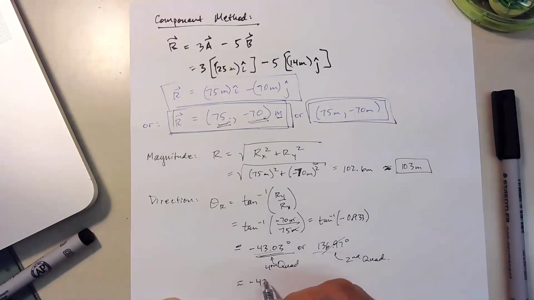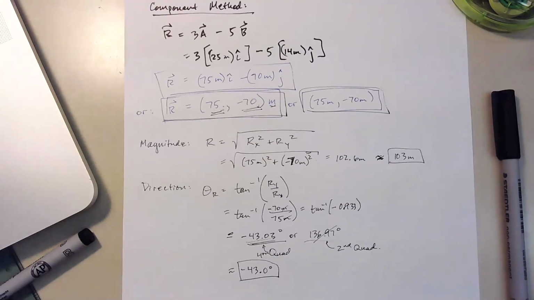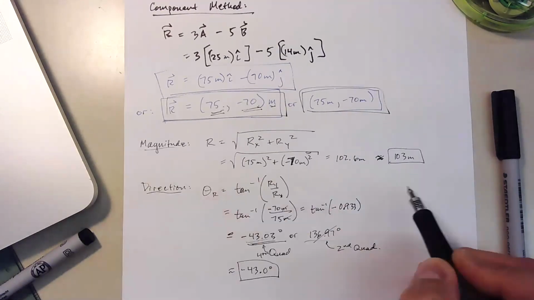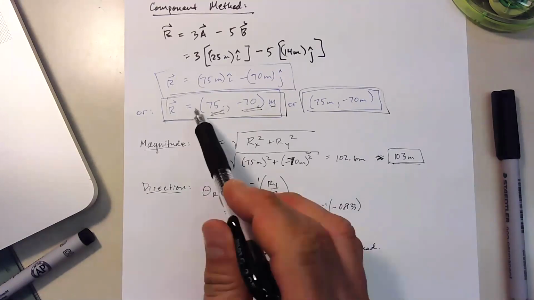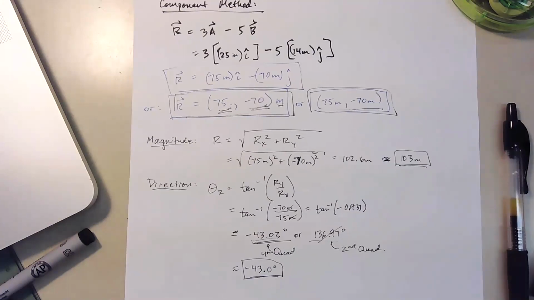If I want, I can round it to maybe the nearest tenth of a degree. Sig figs are strange with angles, so I'm not too picky about those. All right, that's it. We've now found the magnitude and direction of vector r, knowing the components. And notice that matches what we got earlier.